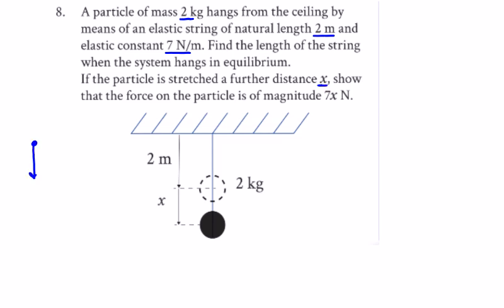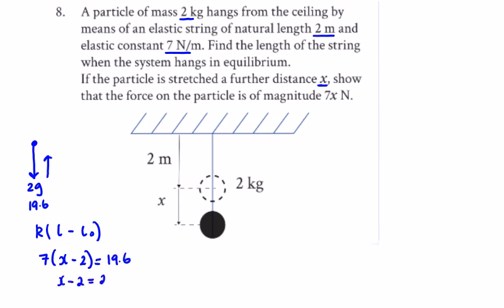My particle, I have 2g, which is 19.6 going down. The force up will be equal to this, which is going to be K times L minus L0. So 7 times, do we know the length? We're looking for the length, we'll call it X, minus the original length 2 is going to be equal to 19.6. Dividing by 7, we get X minus 2 is equal to 2.8. So X will be 4.8 meters.